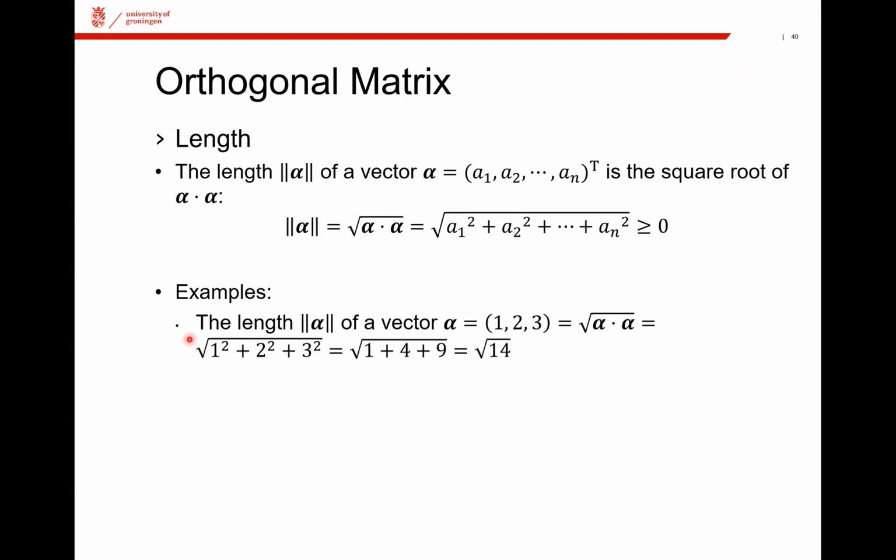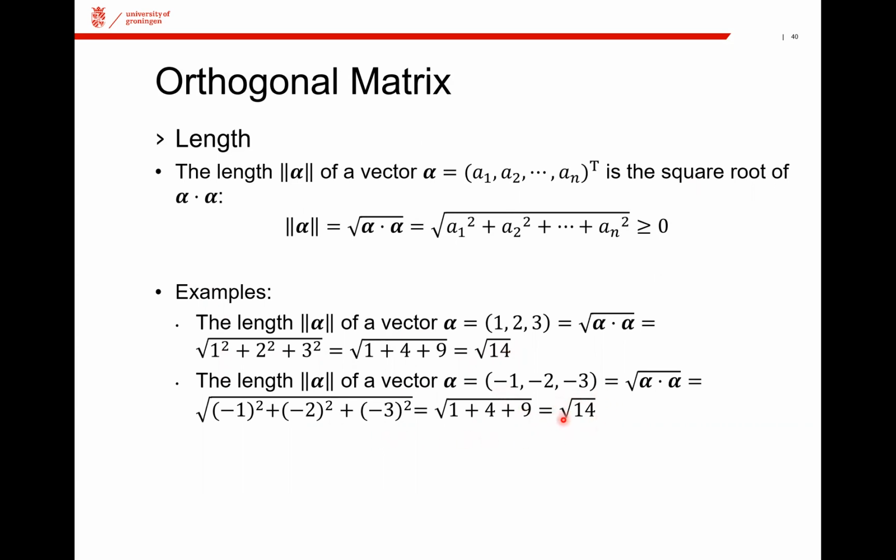Let's look at some examples. The first one, the length of the vector alpha (1, 2, 3) equals the square root of 14. Basically, we just apply this formula, the sum of the square of every element. So 1 square plus 2 square plus 3 square is 14, and the length is just the square root of the inner product, so it's the square root of 14. Similarly, here it is also 14, even though these two vectors are not the same. And the length of the 0 vector is just 0.